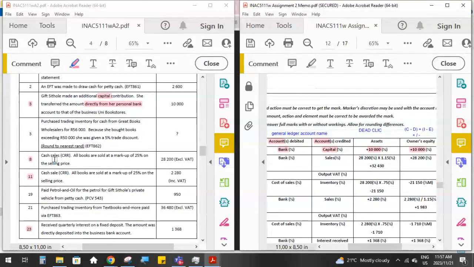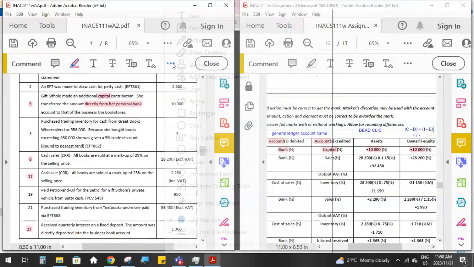Then our next one on the 8th, cash sales. So again, it's cash, which means bank account is going to be affected because we're putting cash into our bank. And we sold books. So the total, excluding VAT, of the sale is 28,200. So what amount would go into our bank account? When our customer pays us, they pay us the amount including VAT. So 28,200 multiplied by 115 is the rand value that went into our bank account.